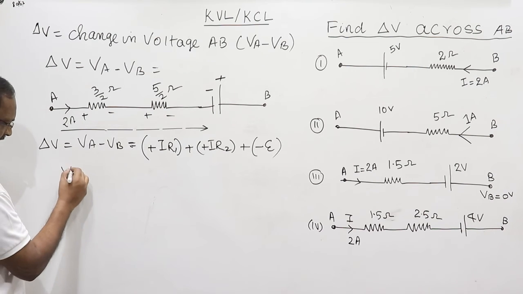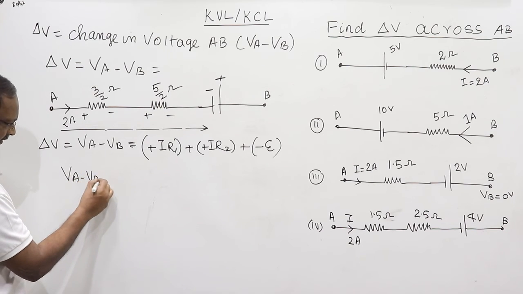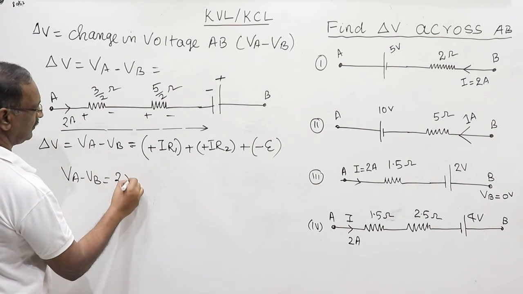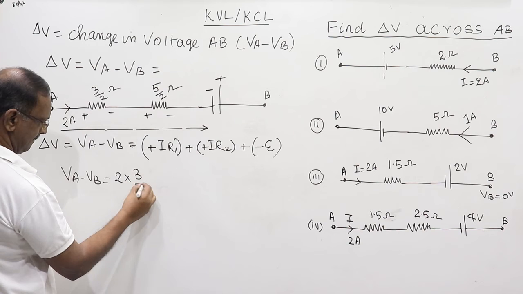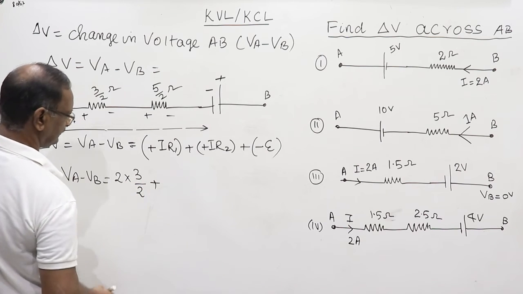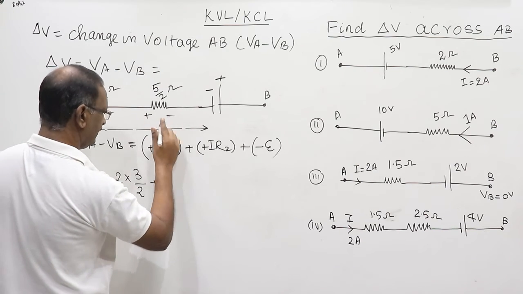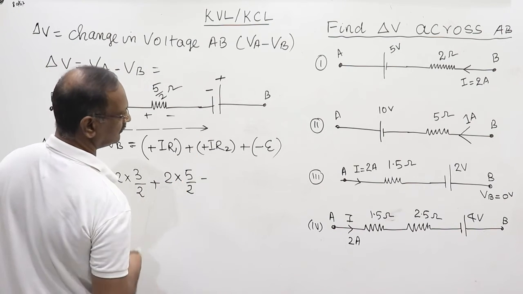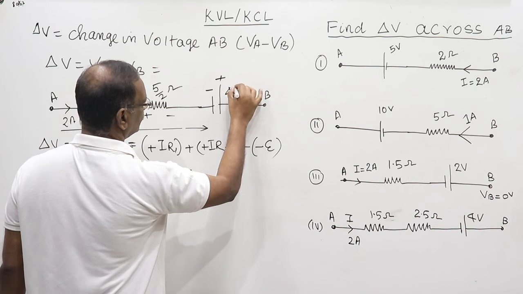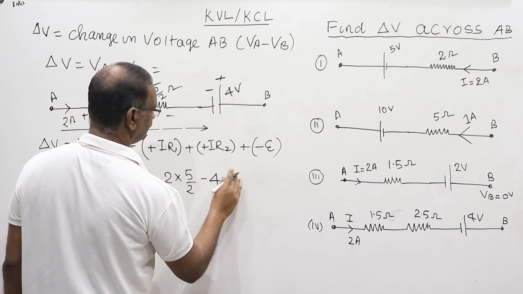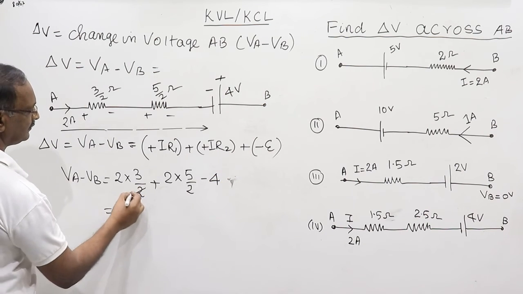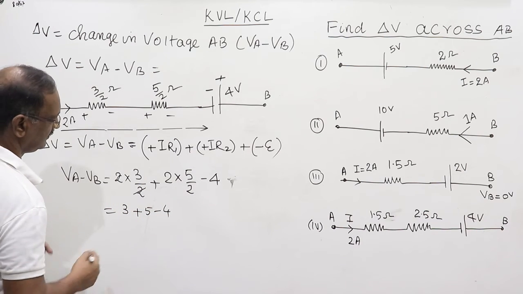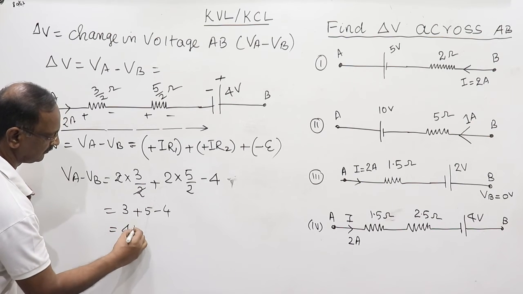Therefore VA minus VB is equal to I into R1 plus I into R2 minus V. I is 2 ampere, R1 is equal to 3 by 2, so 2 into 3 by 2 is 3. Plus, since it is series, 2 ampere will flow here into resistance 5 by 2, which is 5, minus the battery. What is the battery? 4 volt. So VA minus VB is equal to 3 plus 5 minus 4, which is 4 volt.